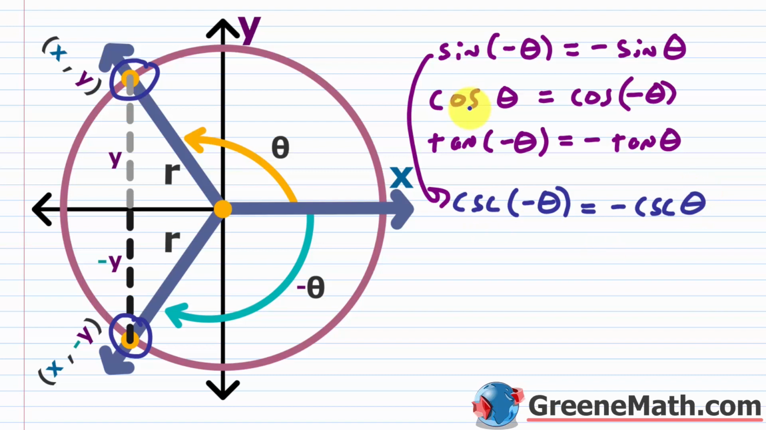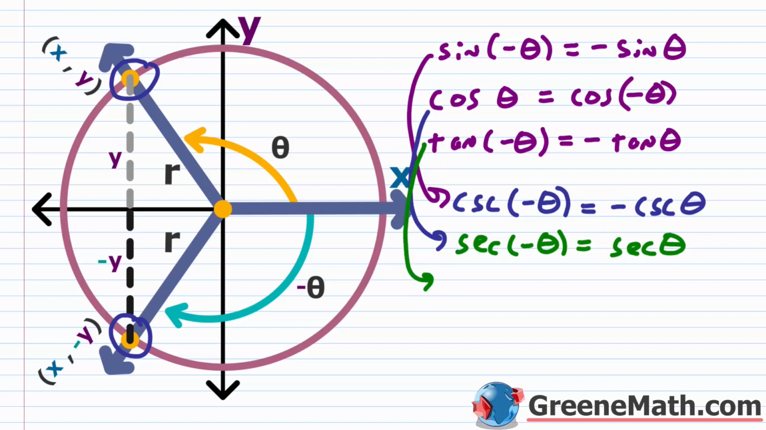With cosine, you have the reciprocal that's going to be secant, right? So the secant of, let's say, negative theta will be equal to the secant of theta. Okay, so those match.